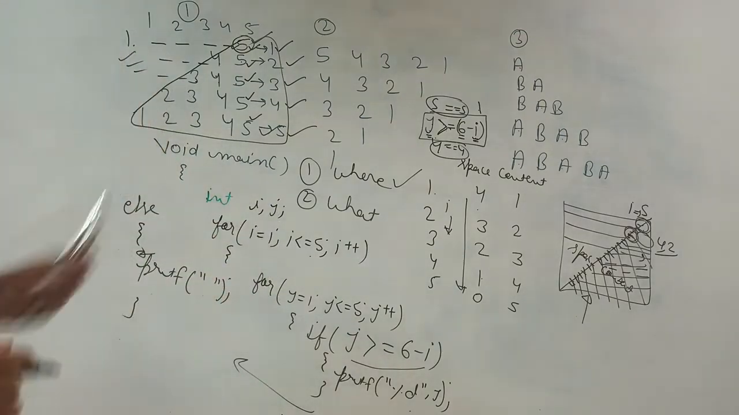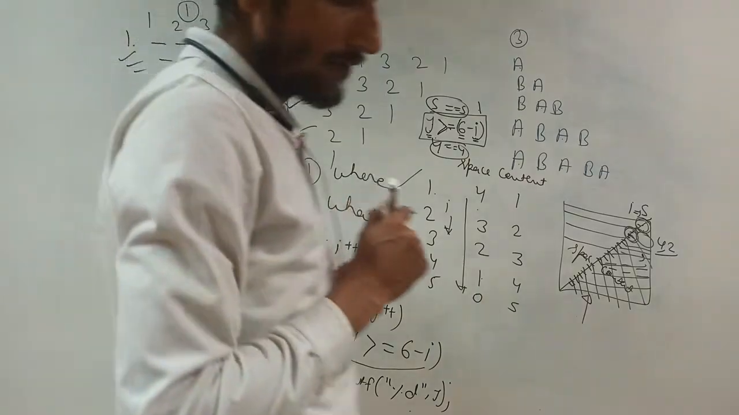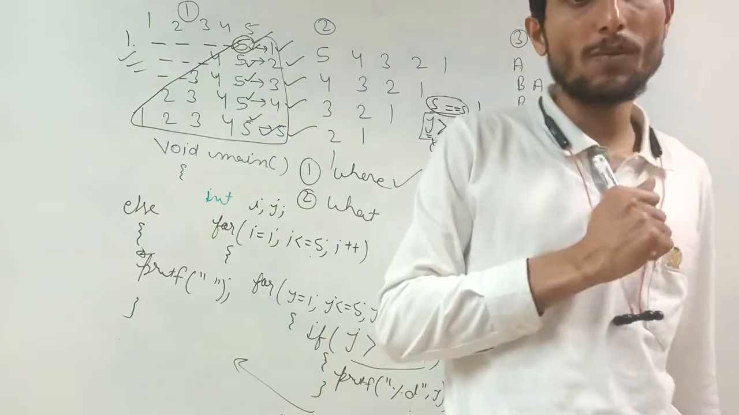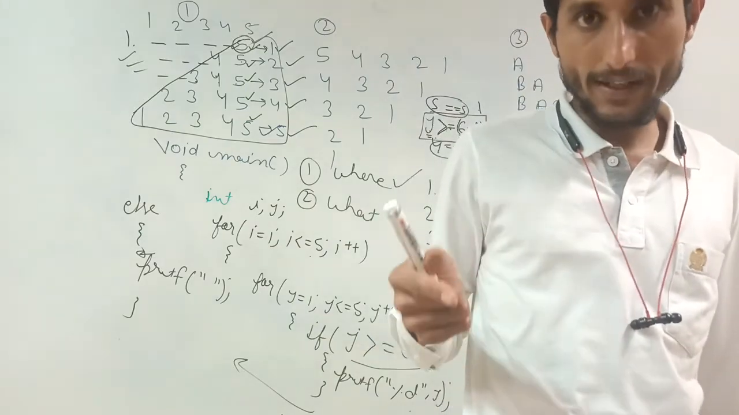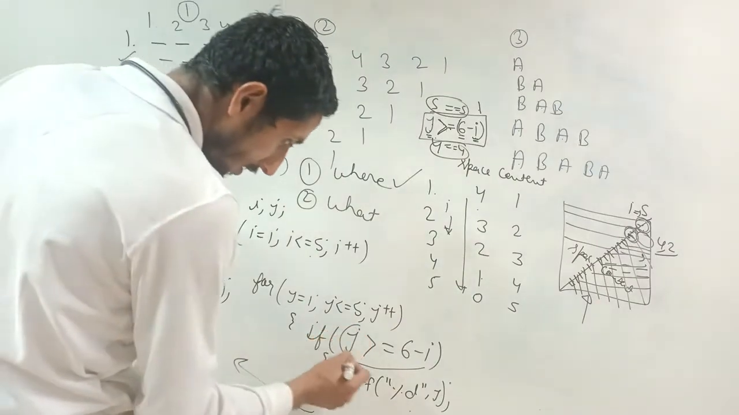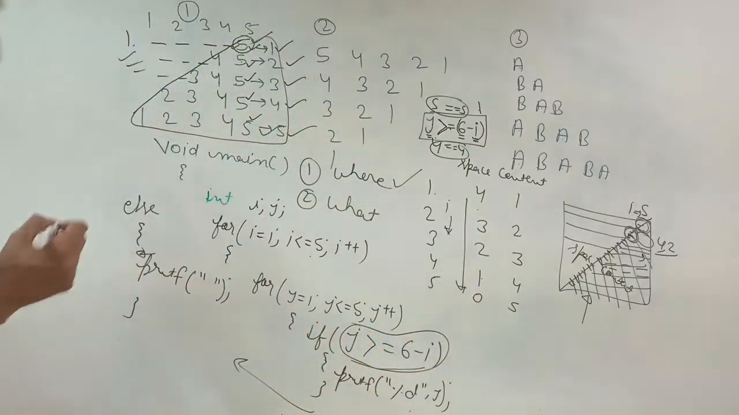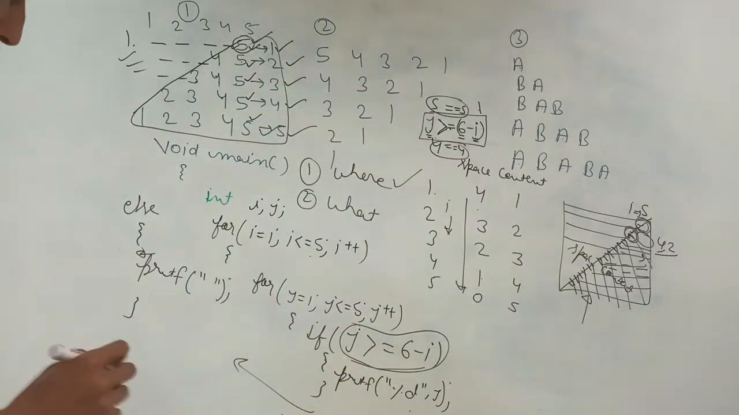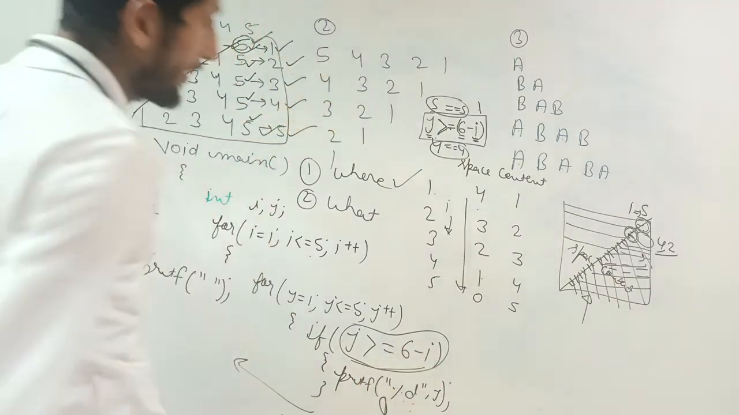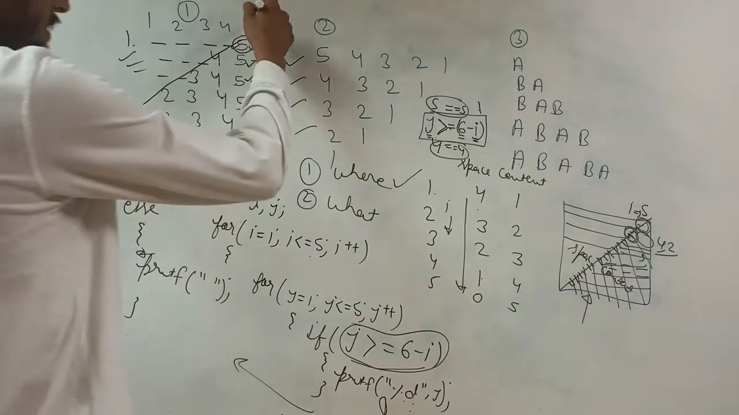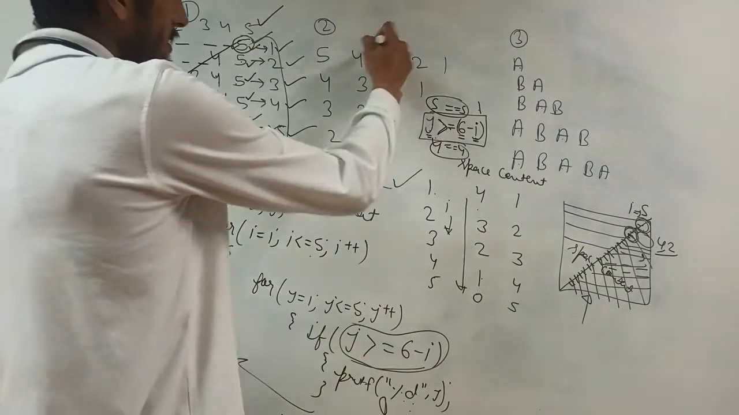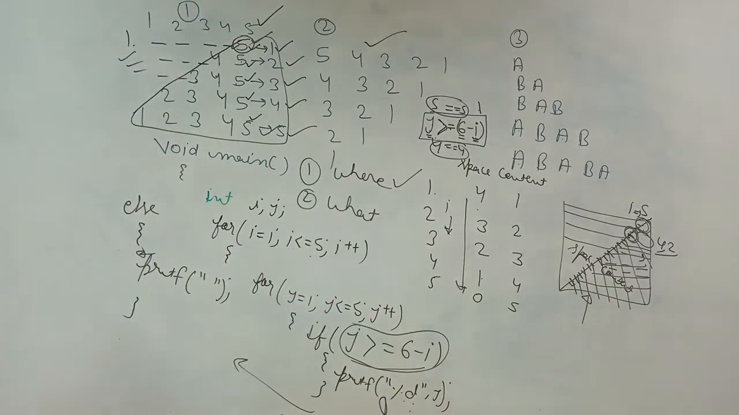So in this program, we have seen two things: what has to be printed and where it has to be printed. First of all, decide where it has to be printed. That is decided by the condition, as we saw in the last program. And what has to be printed is decided by what we put inside the printf statement. So in this one, we have printed this one. Let me remove this and print this one.